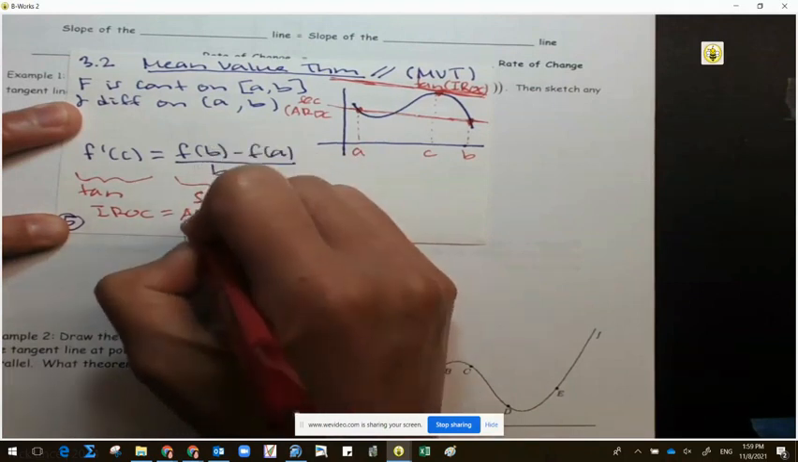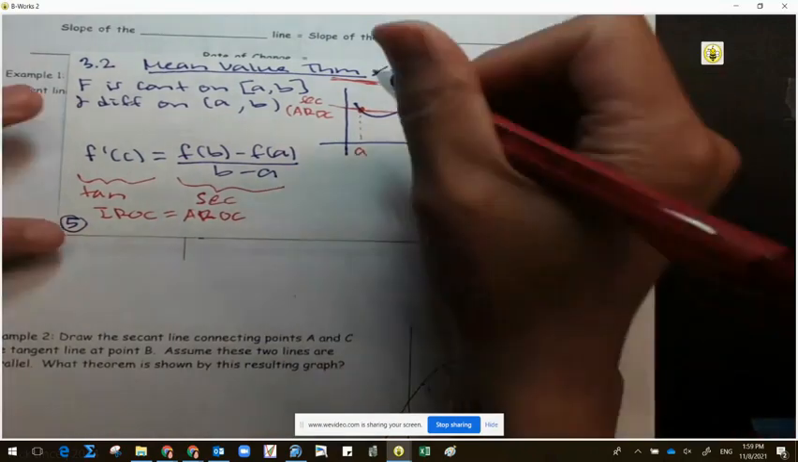AROC. Oh, the pen is going out of ink. There you go.